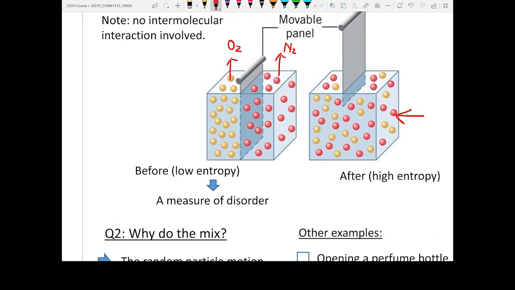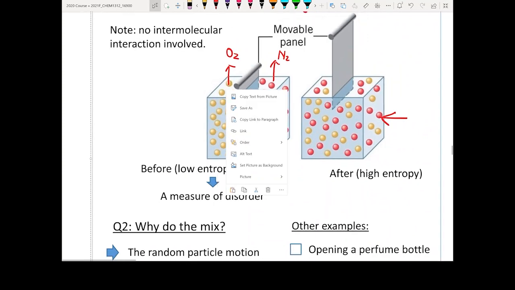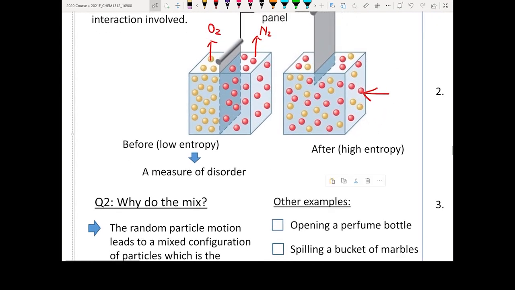Based on your intuition, you know this will happen spontaneously, right? So what does this tell you? If you have two things that don't have specific interactions, once you just mix them together, it is a spontaneous process.